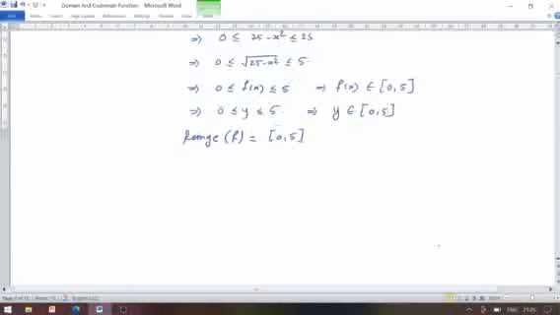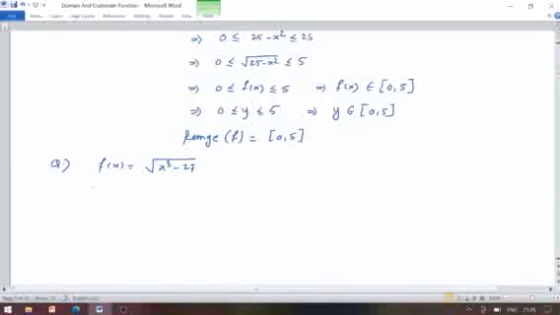Now look at the next example. We are now finding the domain and the range of the given function. So under consideration we have f of x equals root of x cube minus 27. Again, we assume that y equals f of x equals the given function, the root of x cube minus 27.